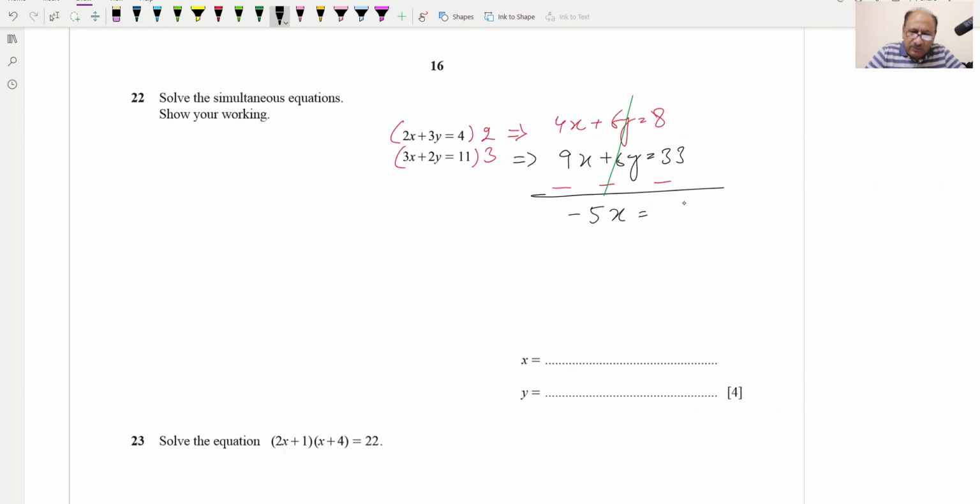Equal to minus 33 plus 8, which will be minus 25. So this implies x is equal to 5. So we got x is equal to 5.